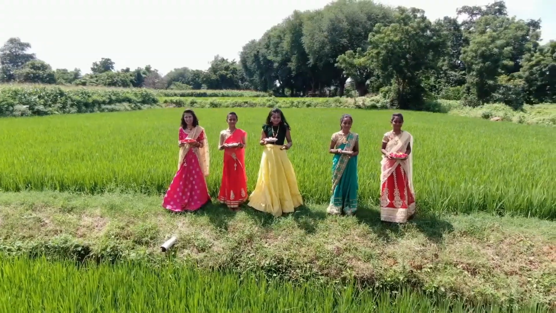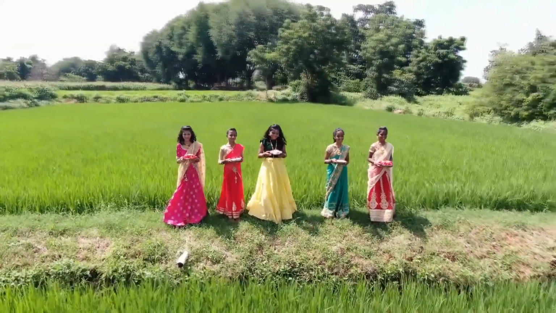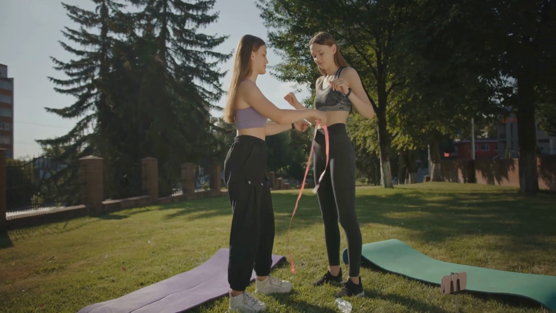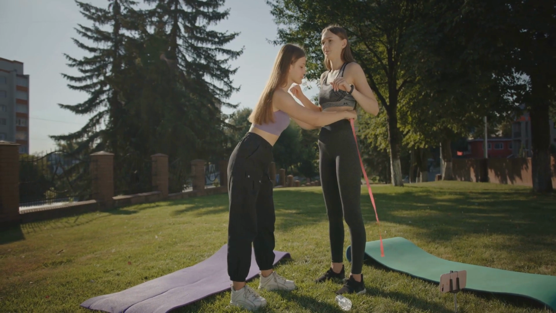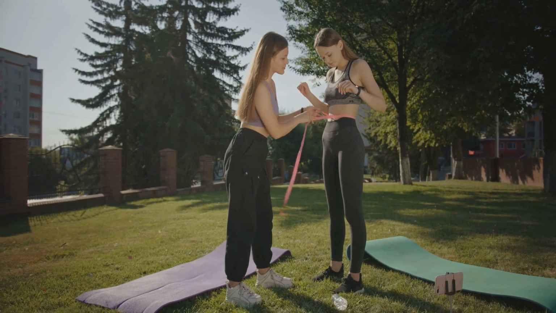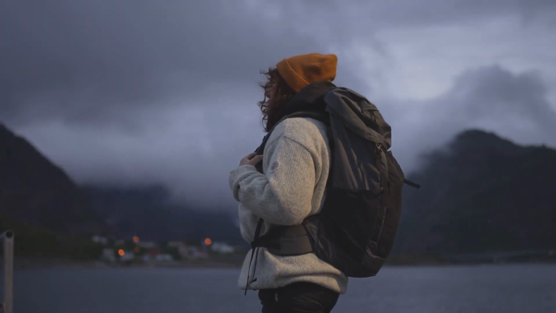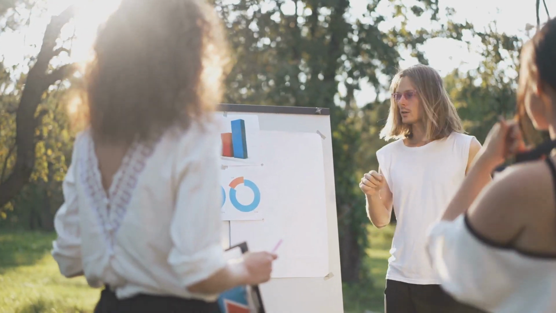Let's say we want to know the average height of all women in a country. It's impractical to measure the height of every single woman. So we take a random sample of women, calculate their average height, and use that as an estimate of the population mean. But how reliable is this estimate? That's where sampling distributions come in.